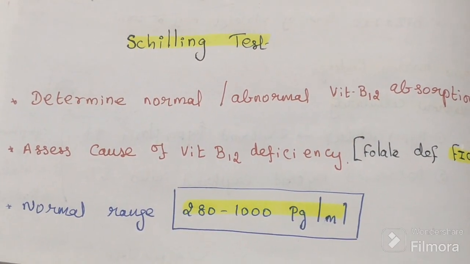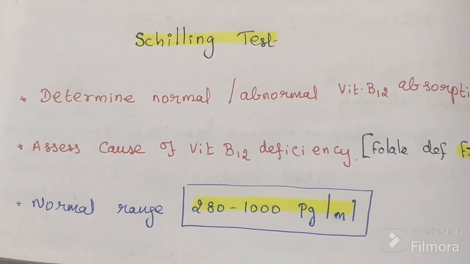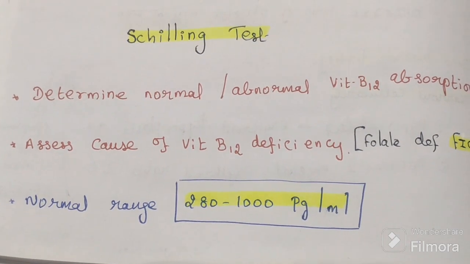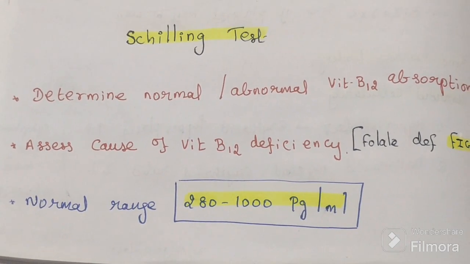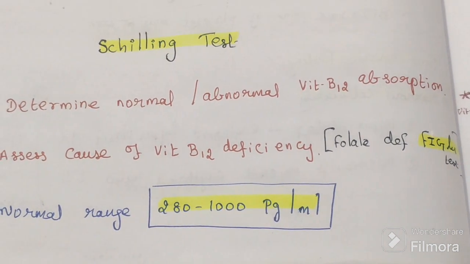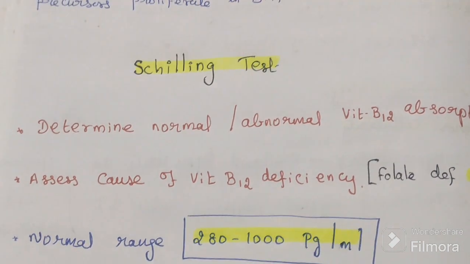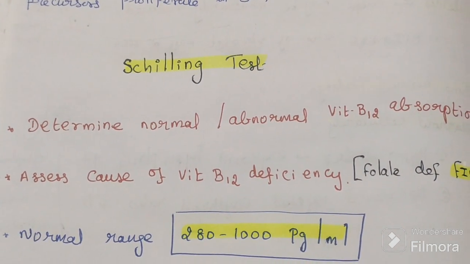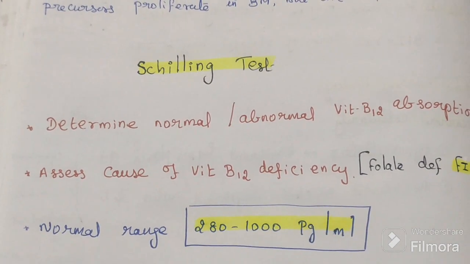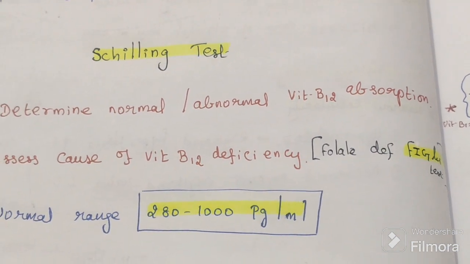In this video, laboratory diagnosis, the special test of megaloblastic anemia, Schilling test. What is Schilling test? This one is used to determine normal or abnormal vitamin B12 absorption. This test is mainly used to determine whether the body absorbs vitamin B12 normally or abnormally, to assess the causes of vitamin B12 deficiency.